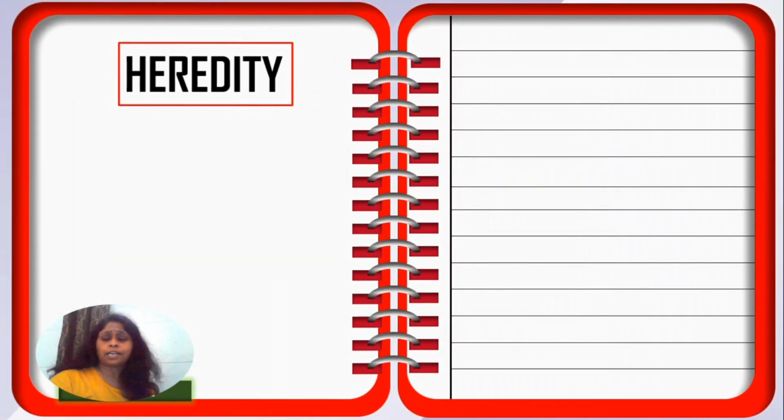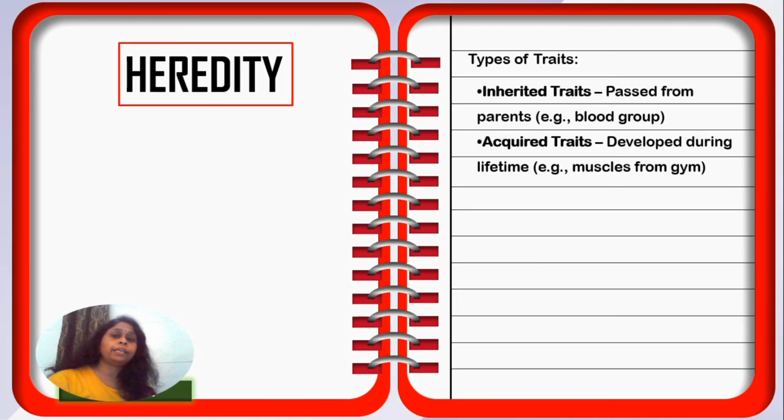And these traits are classified into two types. What are they? Inherited traits and acquired traits. Inherited means they are passed from parents. Acquired traits means they are developed during the lifetime, like for example an injury or any scars that develop on your hand or your leg. All these are acquired during your lifetime. Inherited means passed from the parents to the offspring.